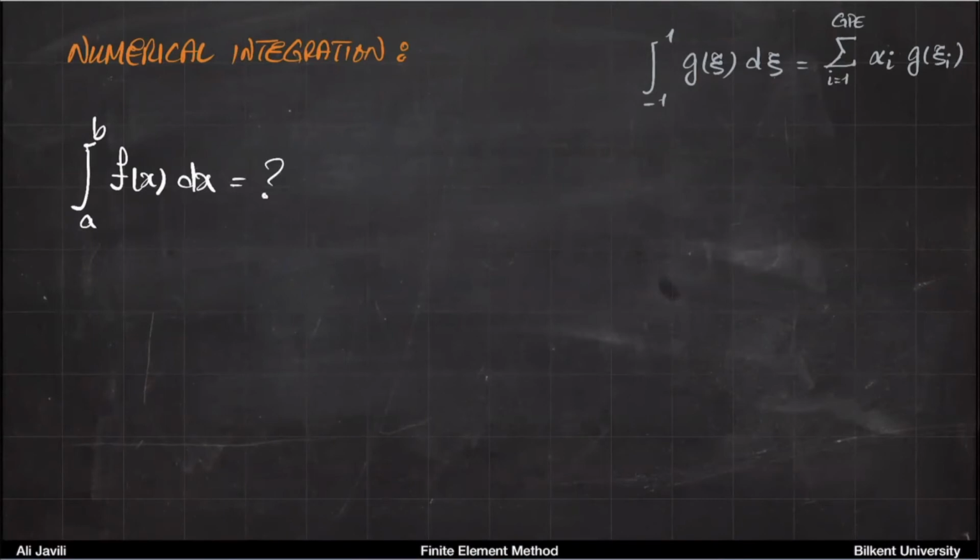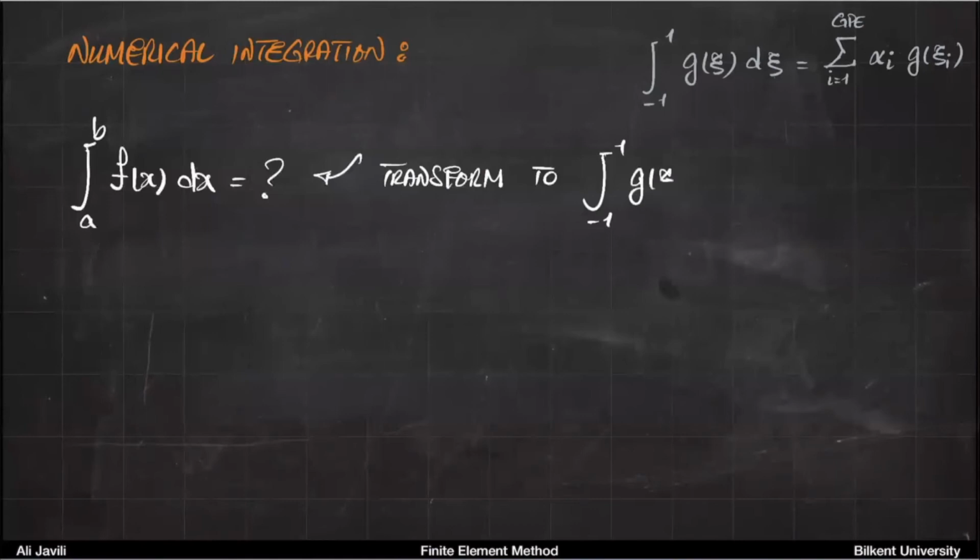I mean, we know what to do with this, so we need to transform this to something that looks like the integral from -1 to 1 of g of Xi dXi. Okay, and if you do that transformation, then you can use the formula that we learned before. So that's the key here.